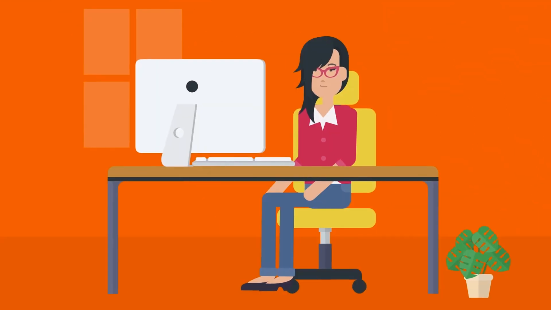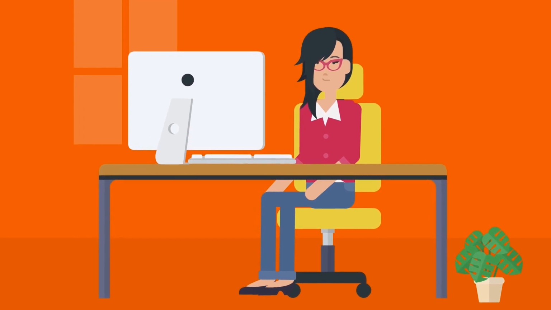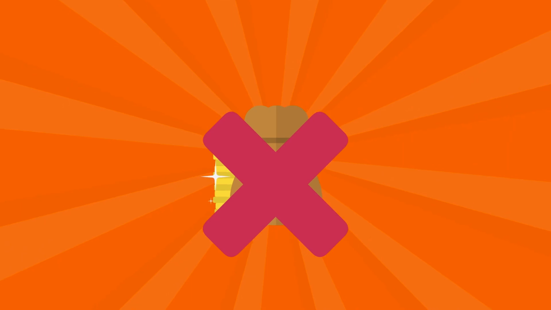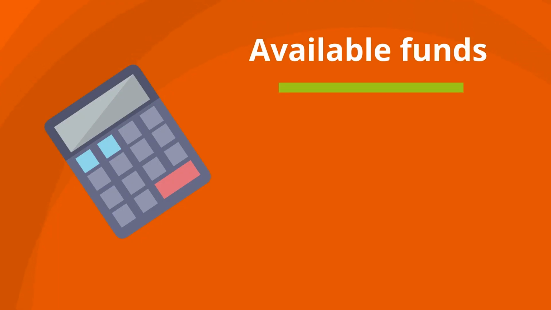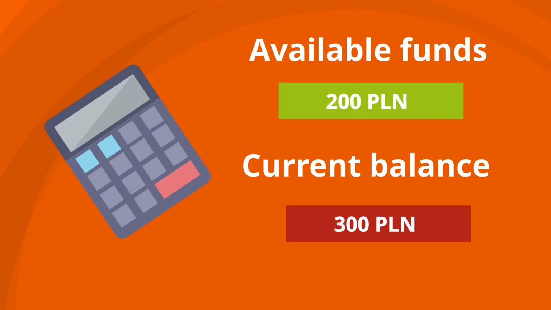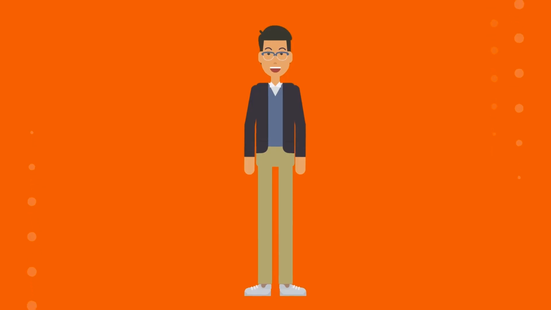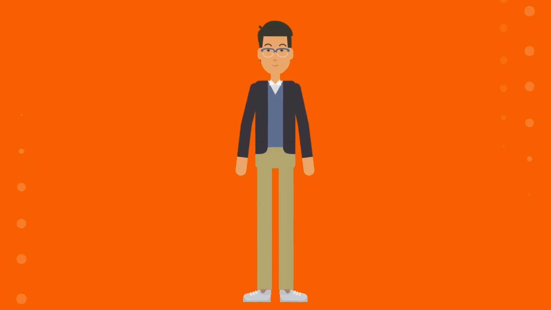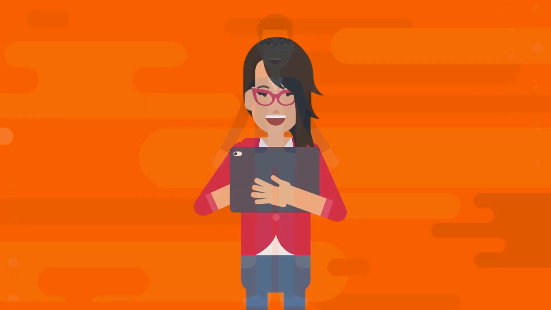When the amount of your current fees and available funds is zero, your payout is 0 PLN, and you will not receive any funds from us. If you do not have enough funds to cover your fees, you will also not receive a payout. For example, if your available funds are 200 PLN and your balance is 300 PLN, you will not receive any funds from us.